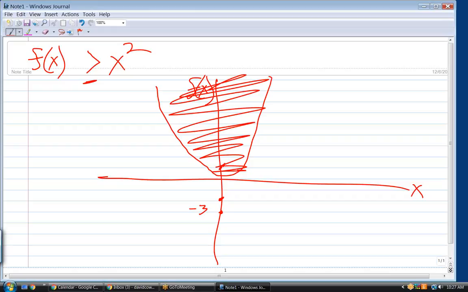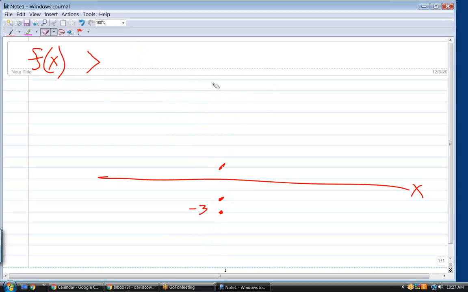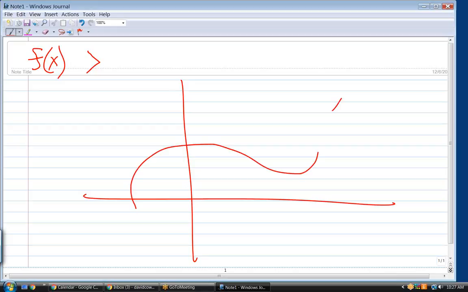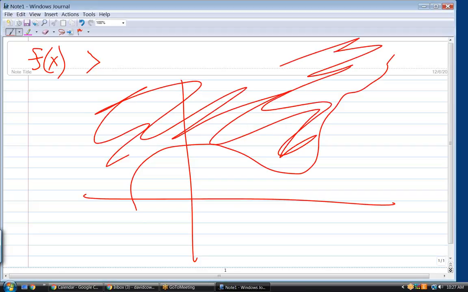And it can be x cubed. In other words, you can have different degree polynomials. No matter what the curve looks like, when I had my curve that was more than a quadratic, and it looked something like this, if I'm saying f of x is greater than that curve, then it's got to be this area here.